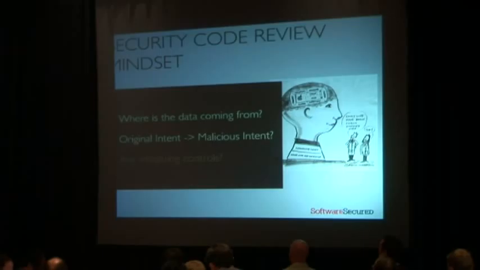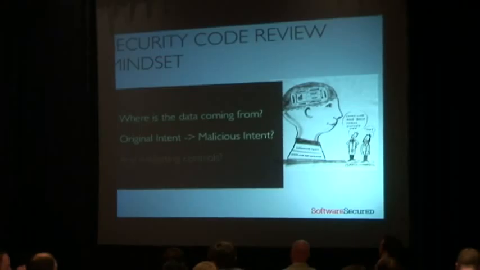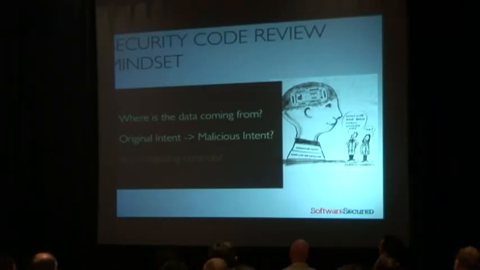Are there any natural mitigating controls? Like for example, you have a SQL query that is constructing the SQL dynamically using unvalidated data, but then the data is cast to an integer. Now it's not exploitable. So it acts as a mitigating control. It still needs to be fixed, but it's not exploitable in this case. So those are the three questions that would help put you in a security code review mindset.